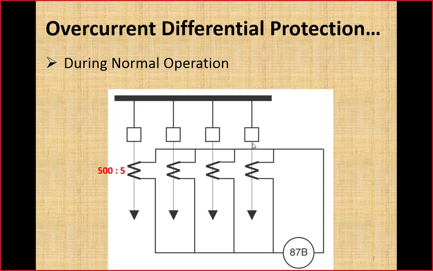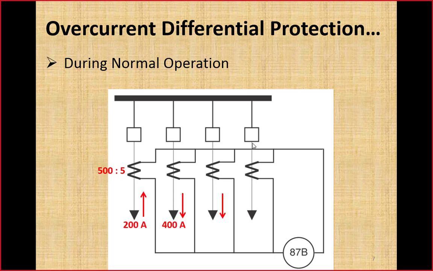Means all the lines, transformers and auxiliary equipment, for example shunt capacitors, reactors and SVC, their CT ratio must be the same in all these circuits. So for example, in this condition, we have assumed that CT ratio is 500 by 5, meaning it is stepping down current by 100 times in all the 4 circuits.